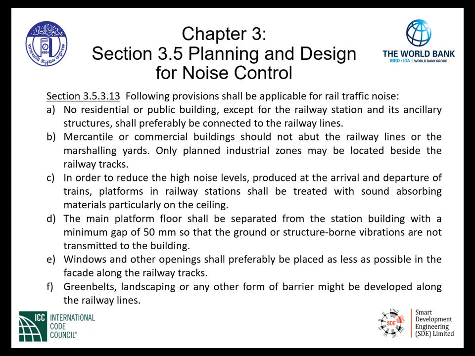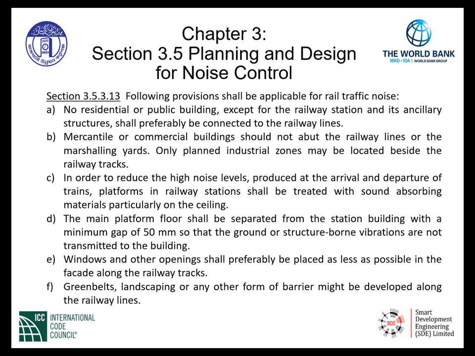When it comes to rail traffic noise, Section 3.5.3.13 is referenced with the following provisions. Item A, no residential or public building except for the railway station and its ancillary structures shall preferably be connected to the railway lines. Item B, mercantile or commercial buildings should not abut the railway lines or the marshaling yards. Only planned industrial zones may be located beside the railway tracks.